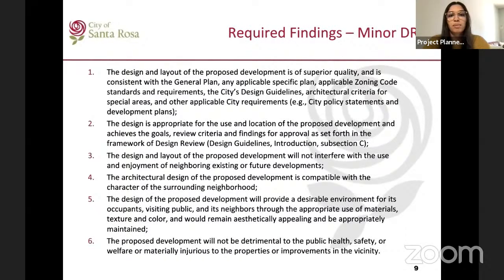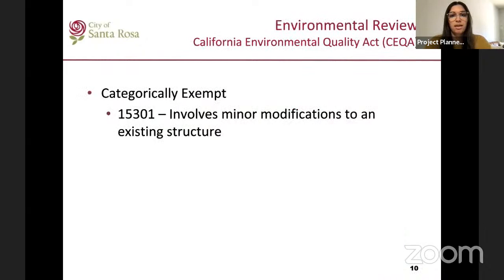Planning staff is also able to make all the required findings for minor design review. The proposed antennas would be screened from public view using materials that are aesthetically pleasing and architecturally compatible with the existing structure. This project is categorically exempt from CEQA with a class 1 exemption in that it involves minor modifications to an existing structure.